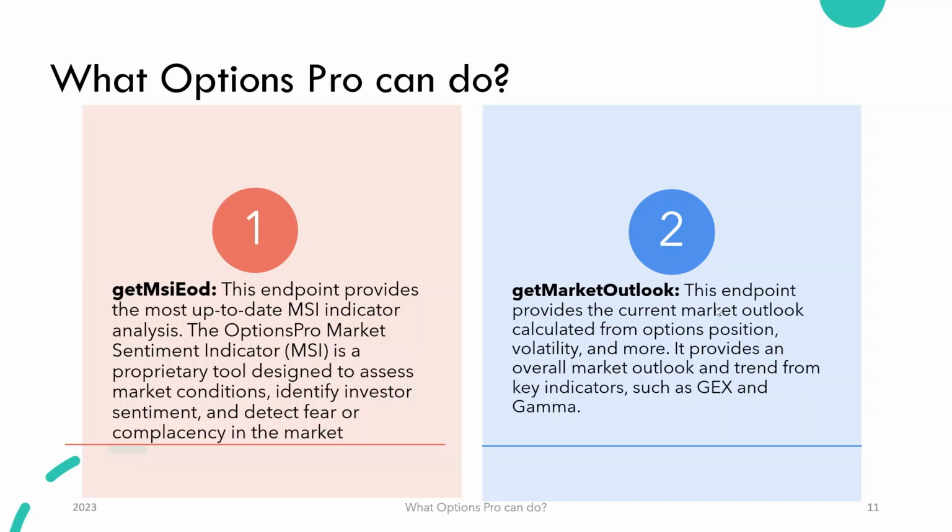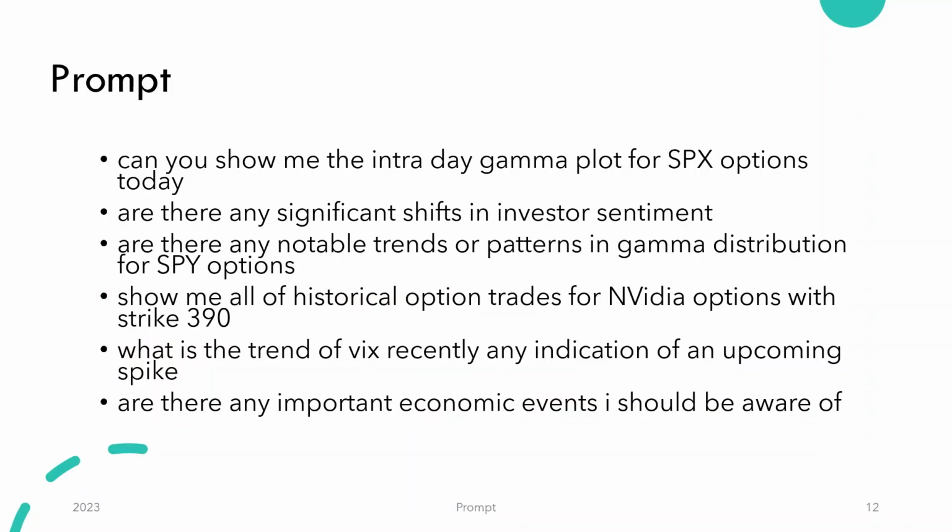So market outlook basically provides the market outlook calculated from the volatility positions and options position. It generally gives you an overview of what the market might do. So these are some of the prompts. Let's go ahead and try them.